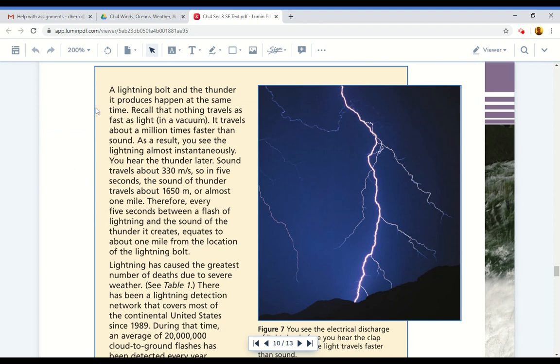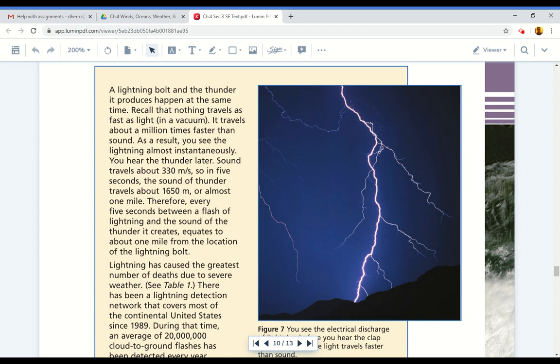A lightning bolt and the thunder it produces happen at the same time. Recall that nothing travels as fast as light in a vacuum. It travels about 1,000,000 times faster than sound. As a result, you see the lightning almost instantaneously. You hear the thunder later.